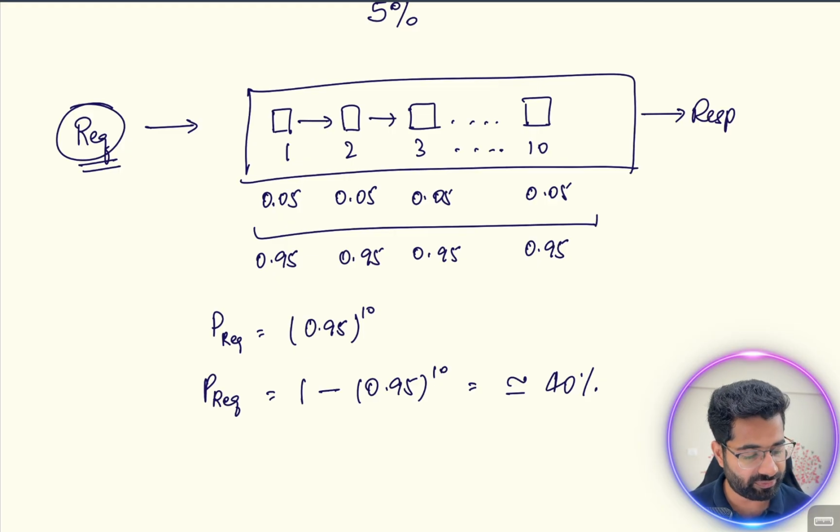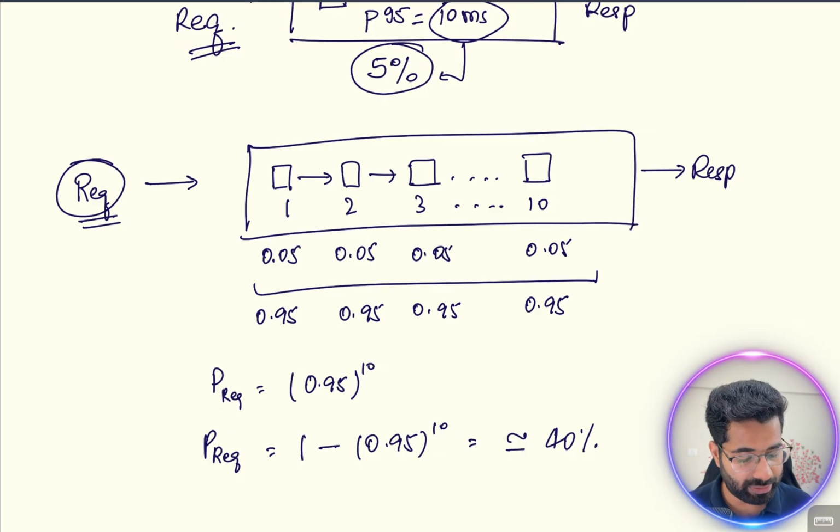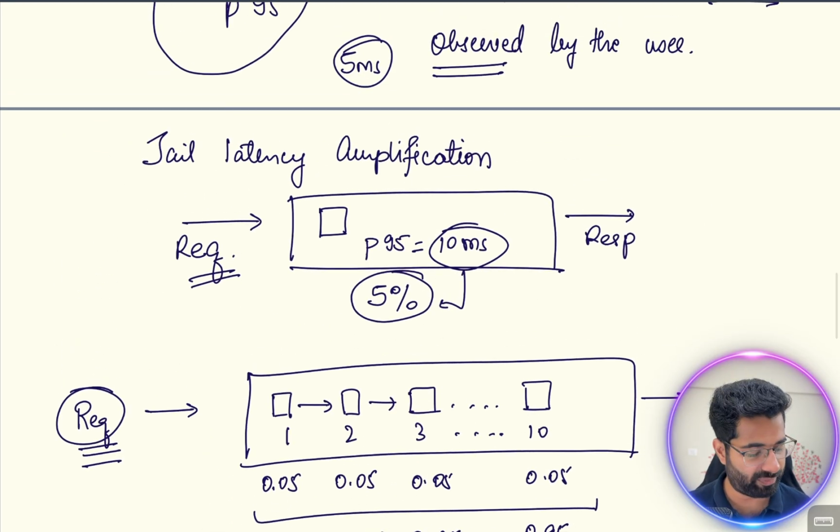Okay, so from 5%, the probability of this particular request having a tail latency of more than 10 milliseconds was 5%. And here the probability of this request hitting any of the tail latencies for this system changed to 40%. So this is basically the tail latency amplification.